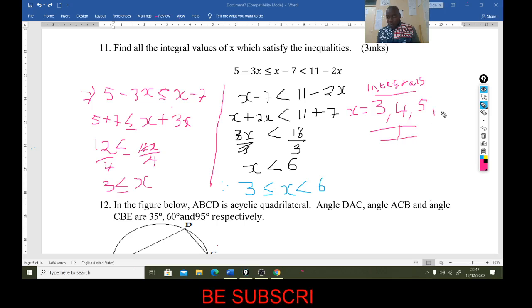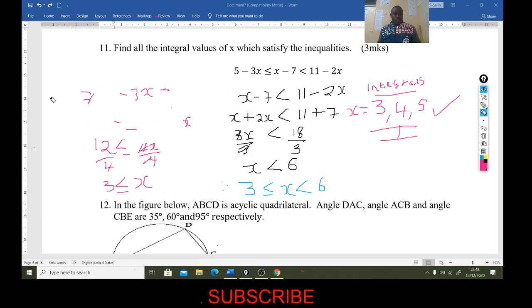3, 4, 5. Answer the questions like you're asking. These are the integral values that satisfy the inequality, 3, 4, 5. So that is how we solve.